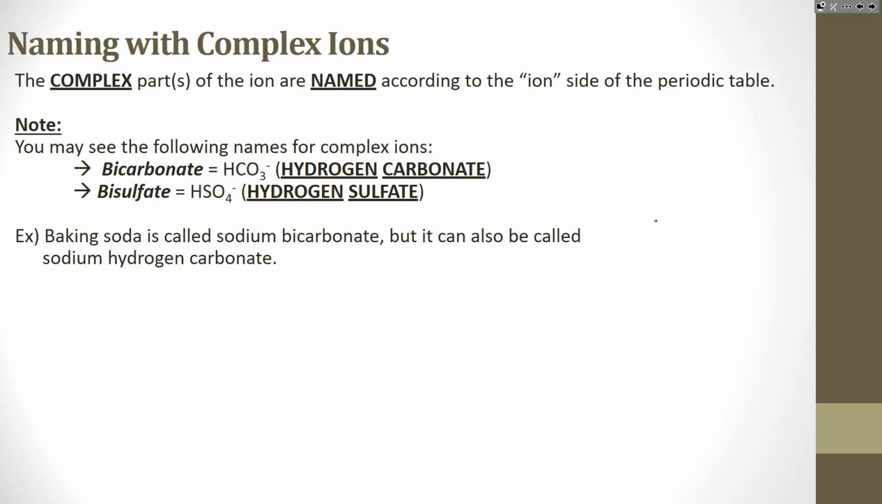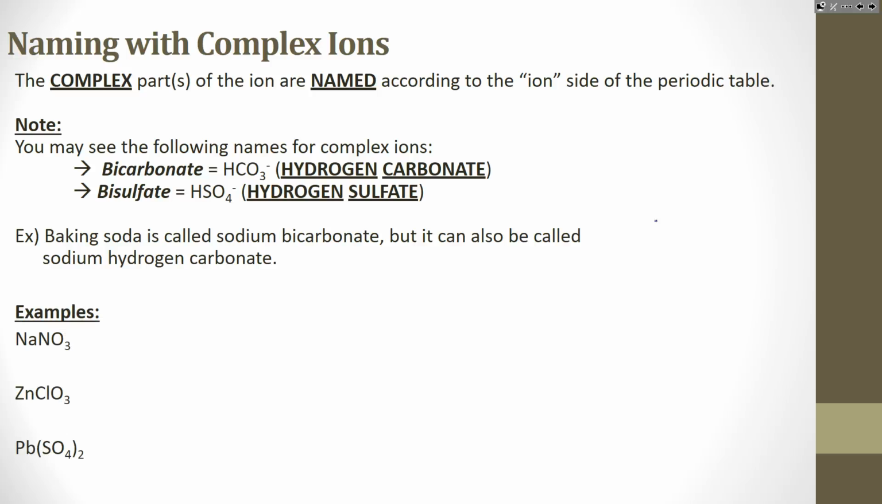That bi prefix just stands for hydrogen. So an example of this is baking soda. If you look on the box of baking soda, it'll say sodium bicarbonate. Another possible name for it is sodium hydrogen carbonate. It's just trying to shorten up the name a little bit.